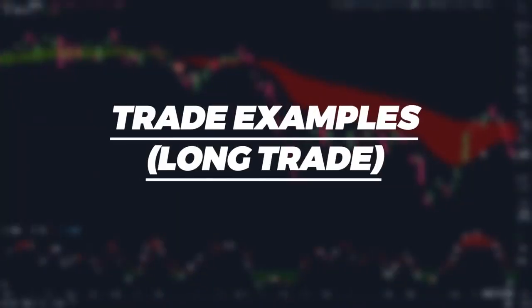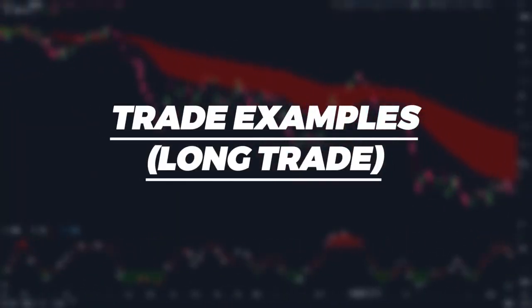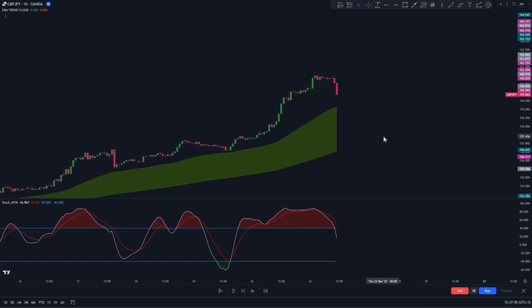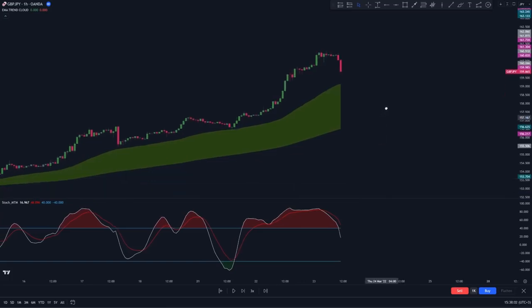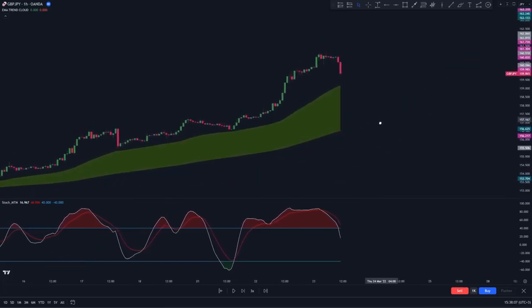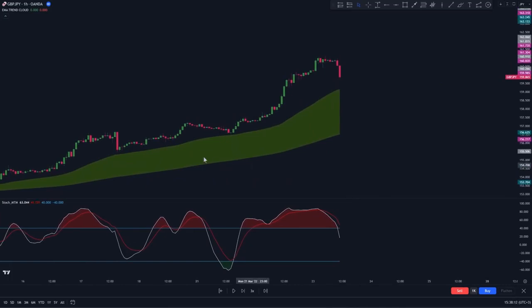Now, to trade using this combined indicator strategy, here is how we're going to do it. To take a long trade, first, we want the market to be in a bullish trend. To confirm that, we just make sure that the EMA trend cloud is colored green and the price is trading above it. This indicates a bullish trend.